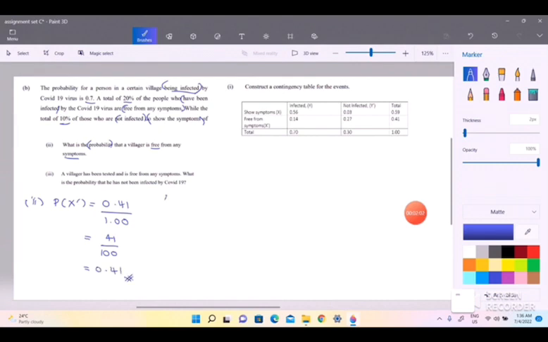And for the third question, a villager has been infected and is free from any symptoms. So this is the first condition. What is the probability that he has not been infected? So there are two conditions here. These are what we call two events. This is what we call conditional probability.